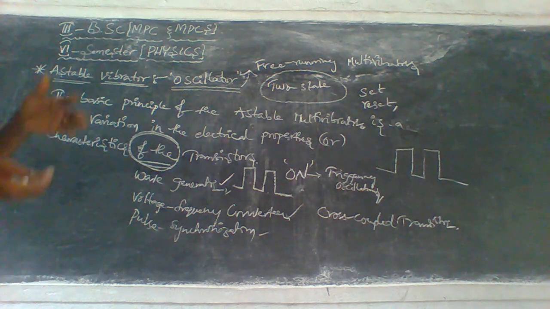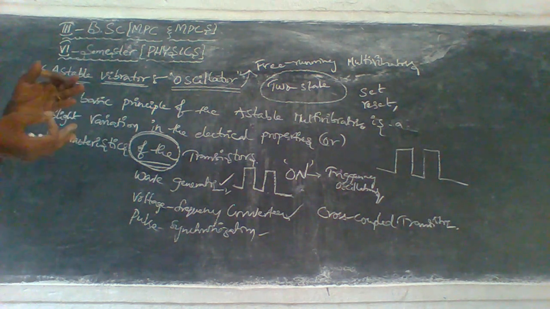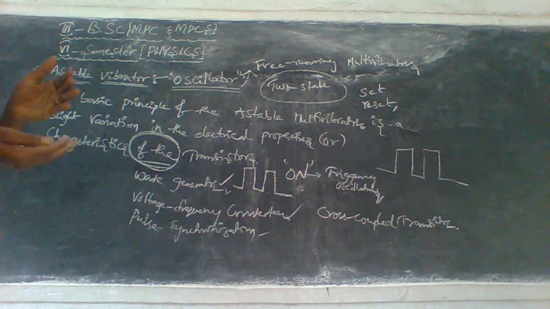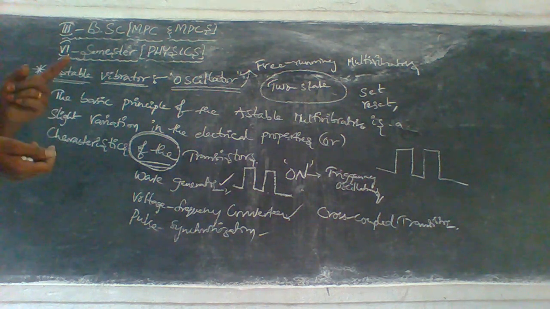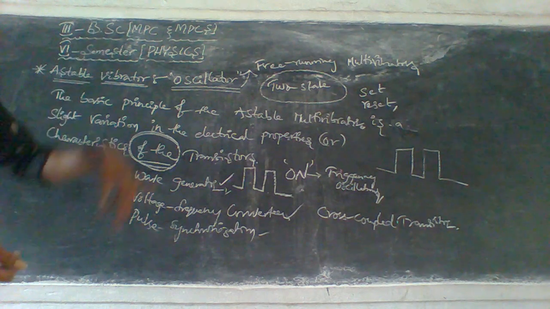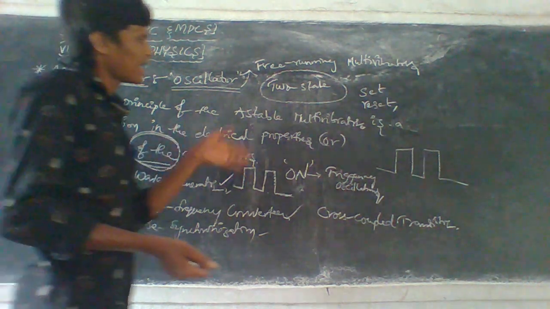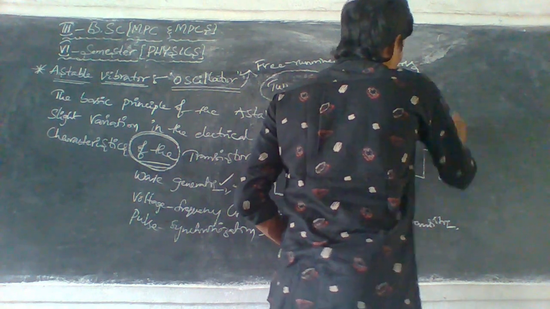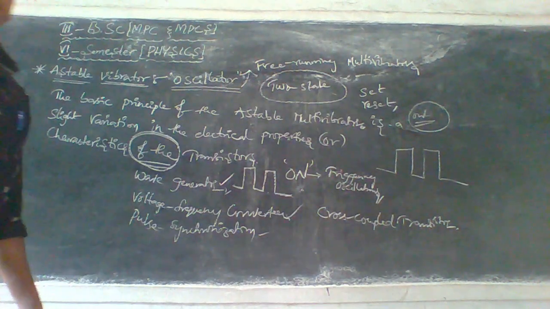So as they do not require any additional inputs or external assistance to oscillate, astable oscillators produce a continuous square waveform. It has one or more outputs, and it produces a square waveform.